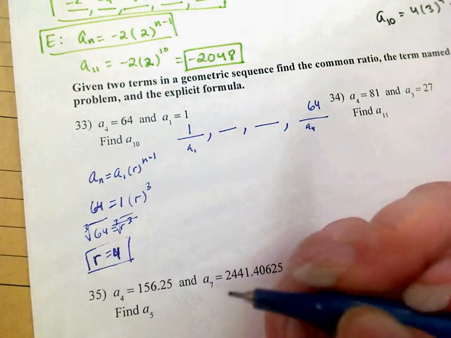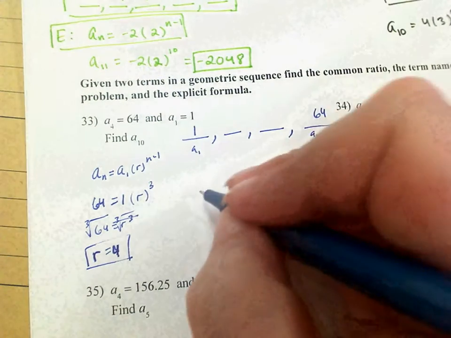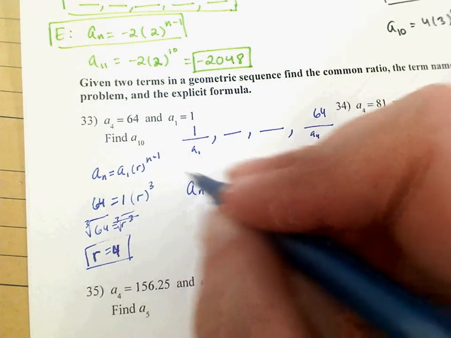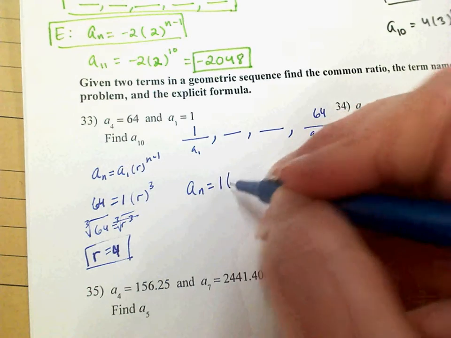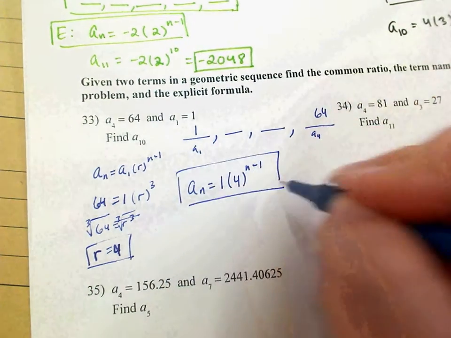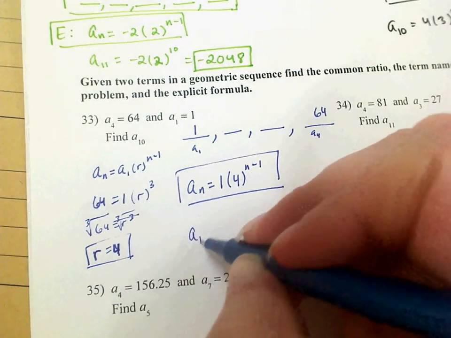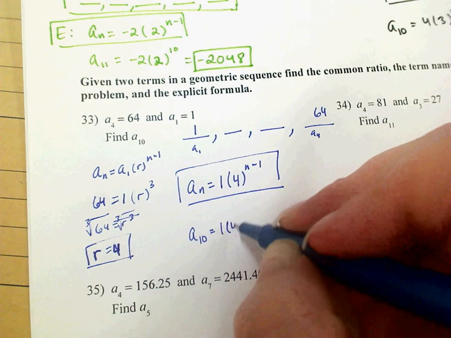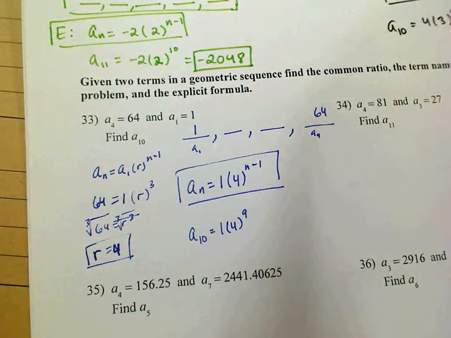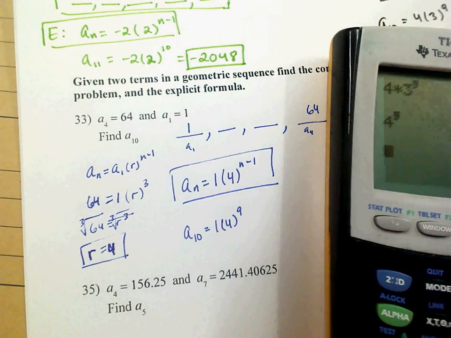Now it also asks me to determine the explicit formula. So a sub n equals a sub 1, which you already know is 1, times the common ratio of 4 to the n minus 1. And that is the explicit formula. Now as far as finding the 10th term, I can just say a sub 10 equals 1 times 4 to the 9th. And 4 to the 9th is 262,144.